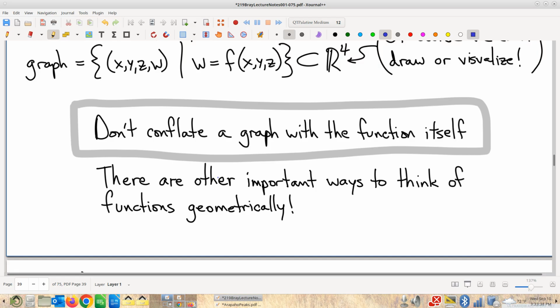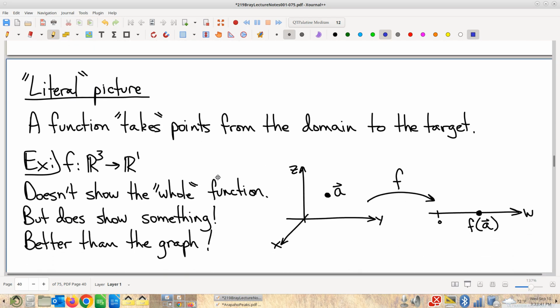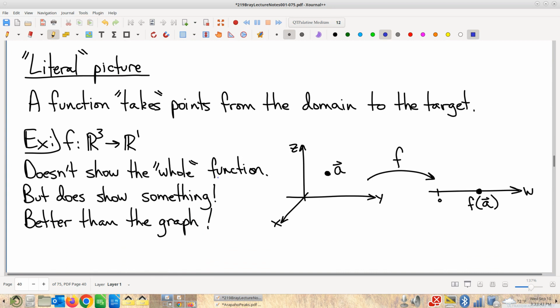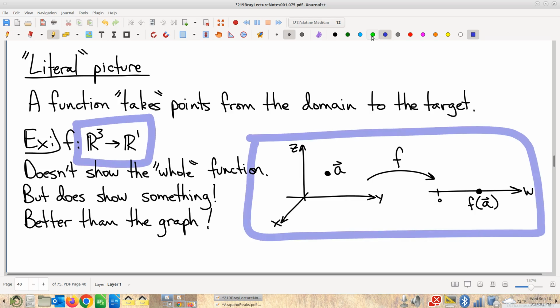Let's see some other ways to draw multivariable functions. I like this one a lot. It's going to start off feeling kind of disappointing. I'm going to try to turn you into subscribers to this idea. What I like to call the literal picture of a function. Literal in the sense that if you have a function, you can take the domain, in this case R3, and I can literally draw a picture of R3. And then I can take the target, R1. I can literally draw a picture of R1.